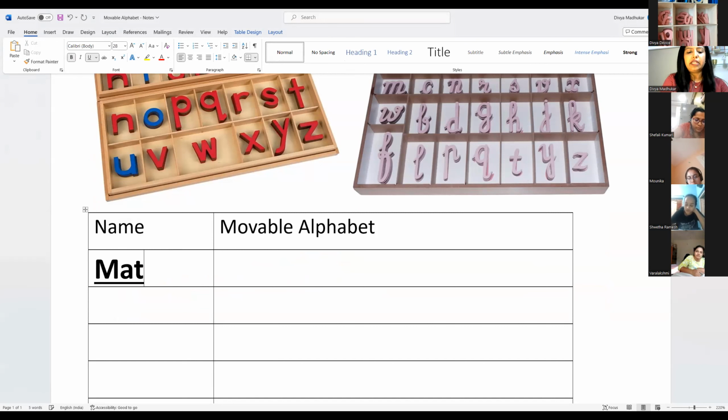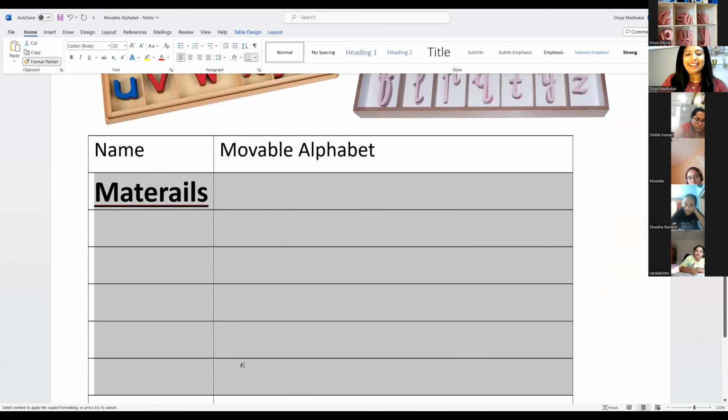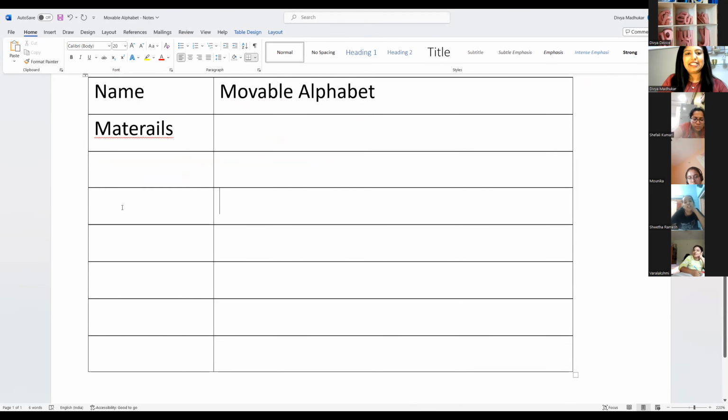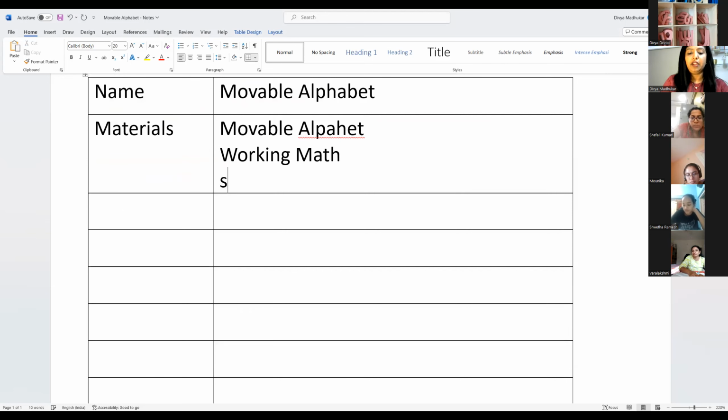Okay, now what are the materials required? Movable alphabet slate. Movable alphabet letters. What else do you need? Tray. Okay, tray, very good. So you need a movable alphabet and you need a working mat, because you definitely need a bigger mat. You need a sitting mat wherein the child will be able to sit comfortably and work on it.